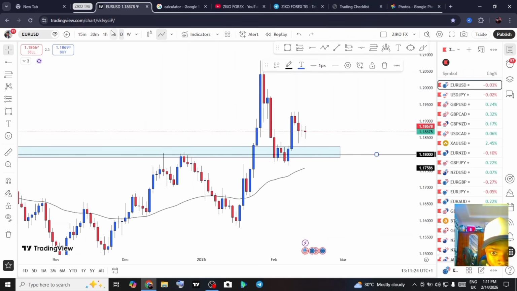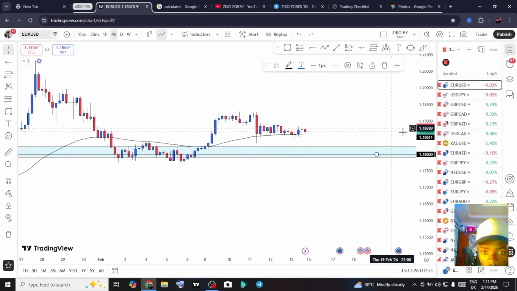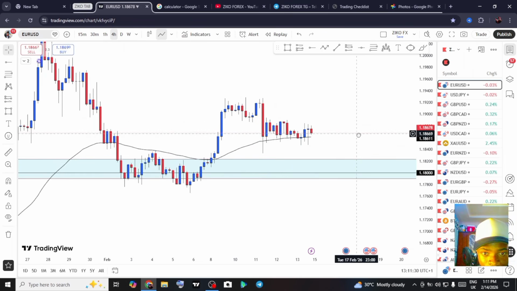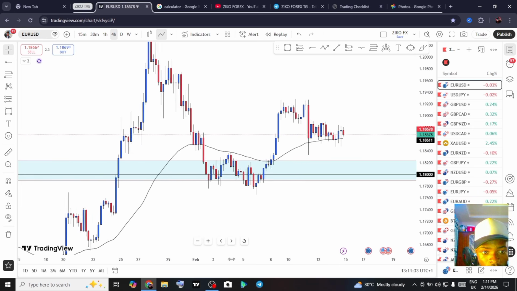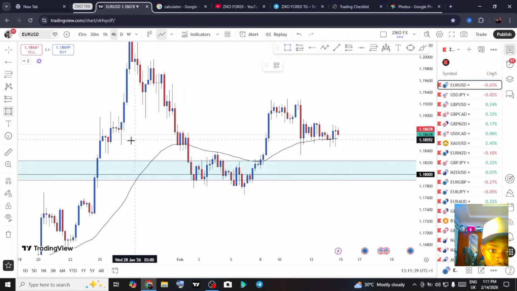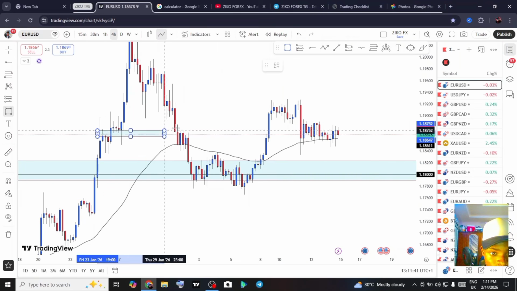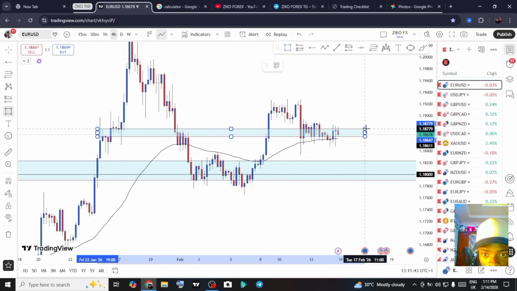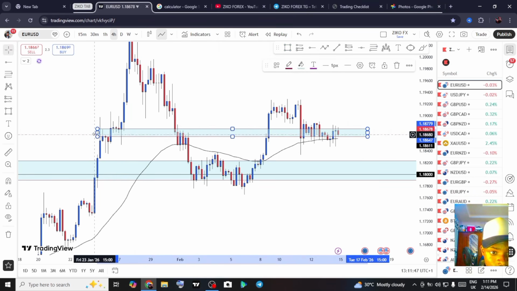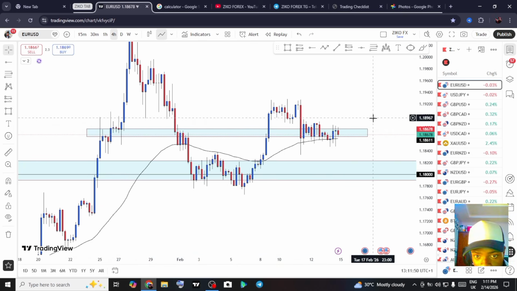Let's see how the 4 hour looks. I want to see exactly what to do on this market. We have a minor area right here too. So that's going to be a 4 hour area, right? So let's draw it first. I'll explain what I'm doing.